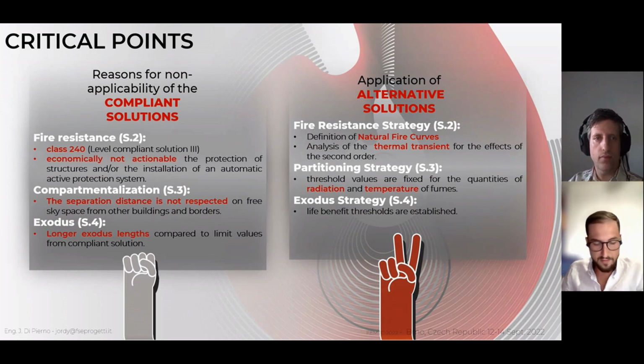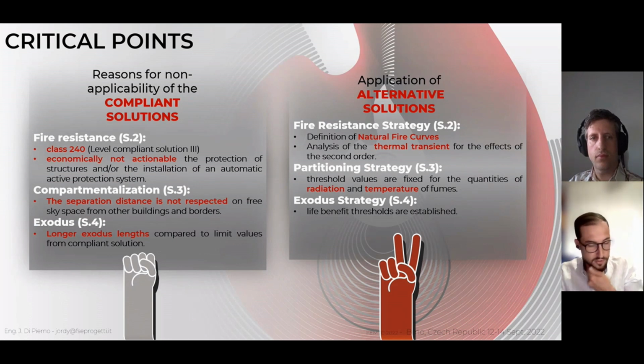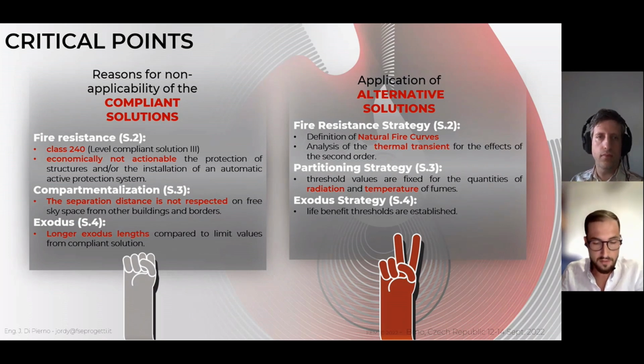As specified before, the Italian DM 3 August 2015 defines two possible solutions for the 3 strategies mentioned in the previous chapter. For strategy S2, fire resistance, the standard solution, given the risk level third, is a class 240. High cost is involved due to a high level of protection of the structure and/or to the presence of an active fire protection system. The FSE solution is the definition of natural fire curves, analysis of the thermal time transient variation, including second order effects.